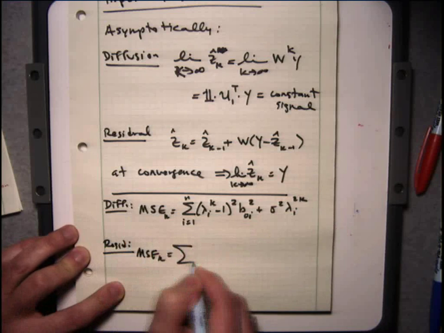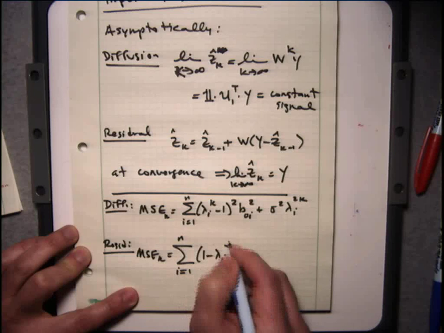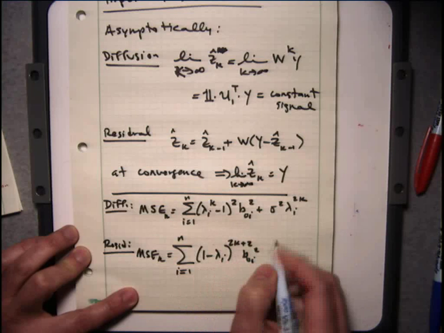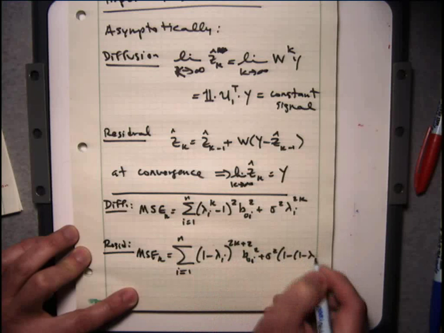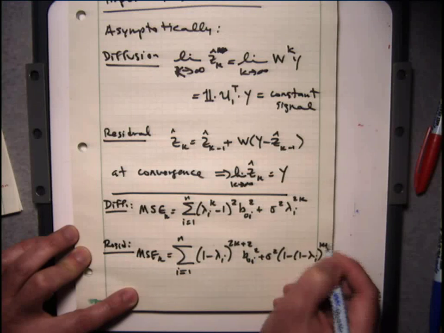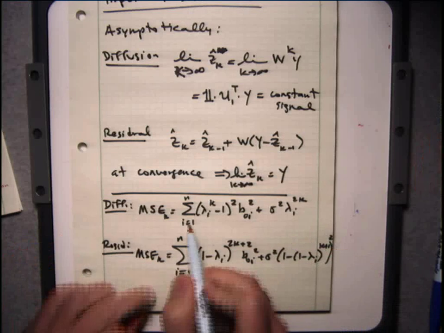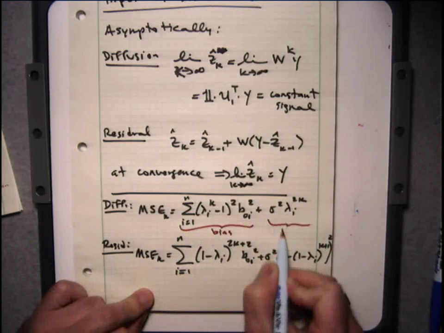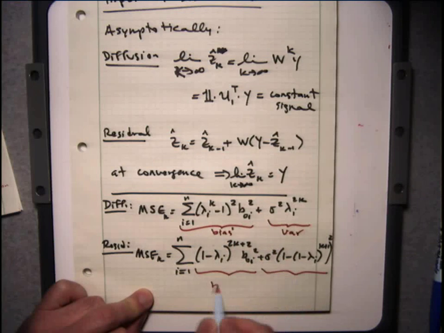I'm not going to show you the proof for this. You'll have to trust me. (1 minus lambda_i)^(2k+2) a0_i squared plus sigma squared (1 minus (1 minus lambda_i)^(k+1)) squared. Okay, so again, this term here is the bias. This term here is the variance, or bias squared.